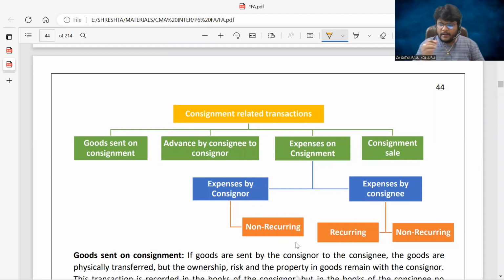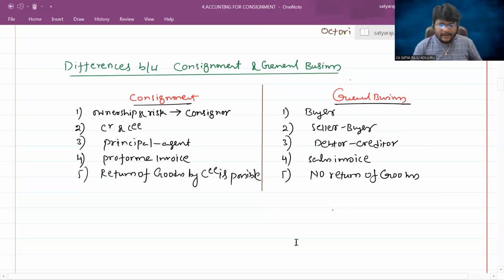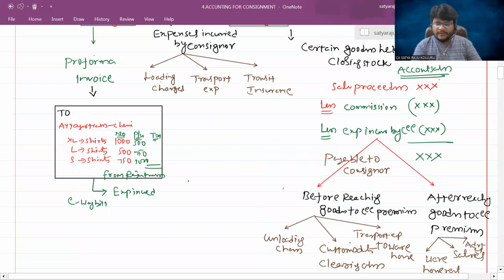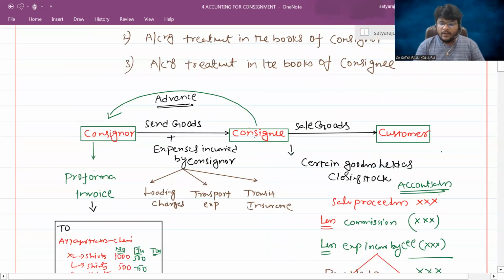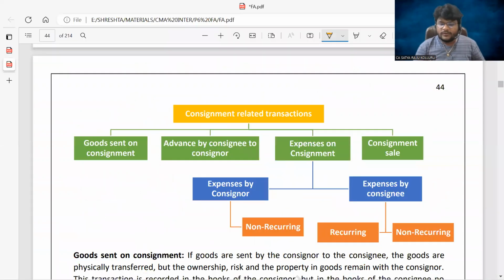Concentrate, guys. Sir, with this diagram, what are we going to learn? Concentrate. The entire consignment business, how it is going to occur. In diagrammatic representation, we already discussed in my OneNote, right? Such all the things we discussed earlier, now I am going to explain through this diagram. Consignment related transactions. What are the various transactions that are going to occur?